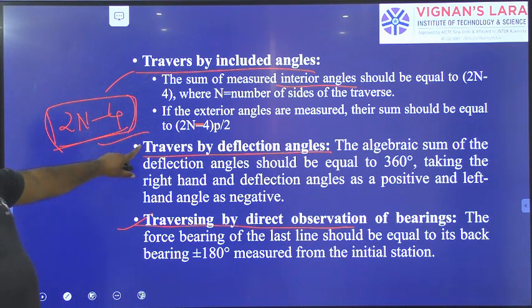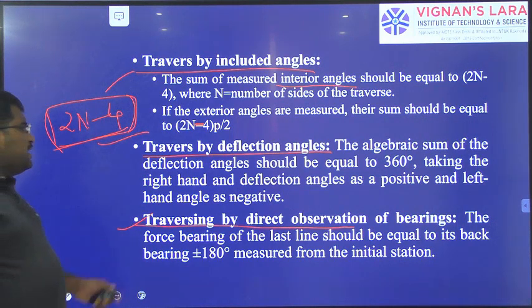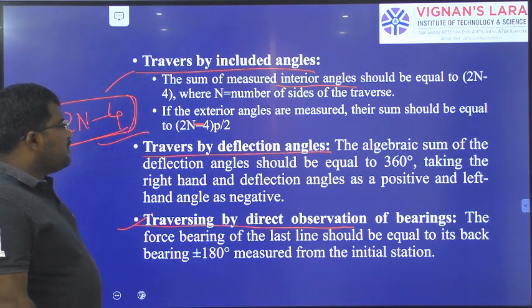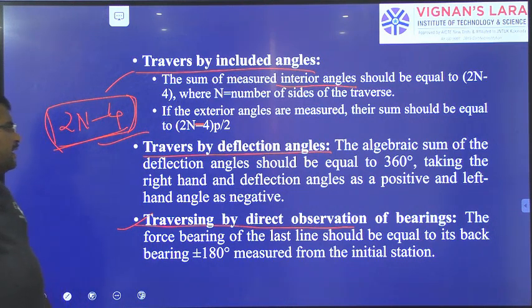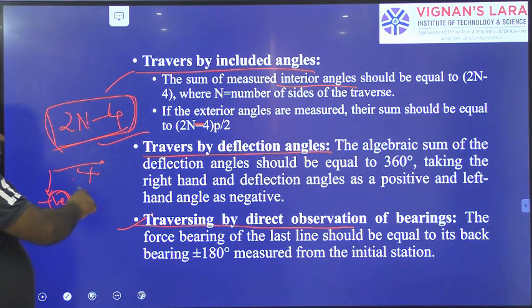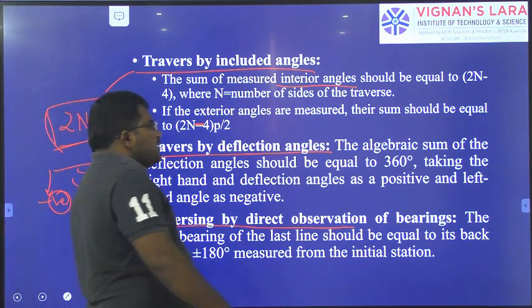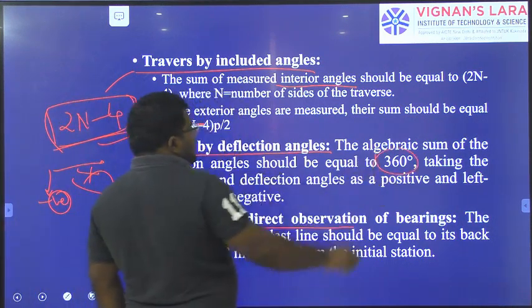Now the second thing, traverses by the deflection angles. The algebraic sum of the deflection angles should be equal to 360, taking the right-hand side deflection angles as positive and the left-hand side as negative. So if we are moving right side, those are taken as positive. If the angle is on the left side, it will be taken as negative. But if you take the algebraic sum of all values, it will become 360.